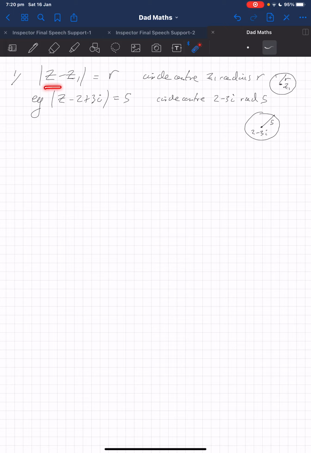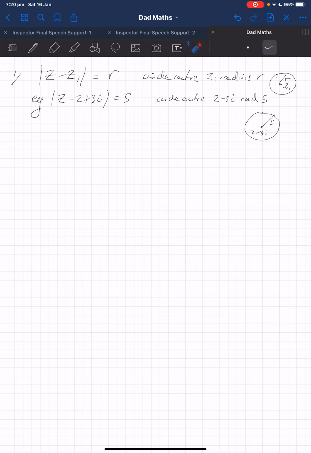So you can think of this in terms of vectors, that z minus z1 is the vector from the constant point z1 to a general point z. And the length of that vector from z1 to z has to have a constant length of r.